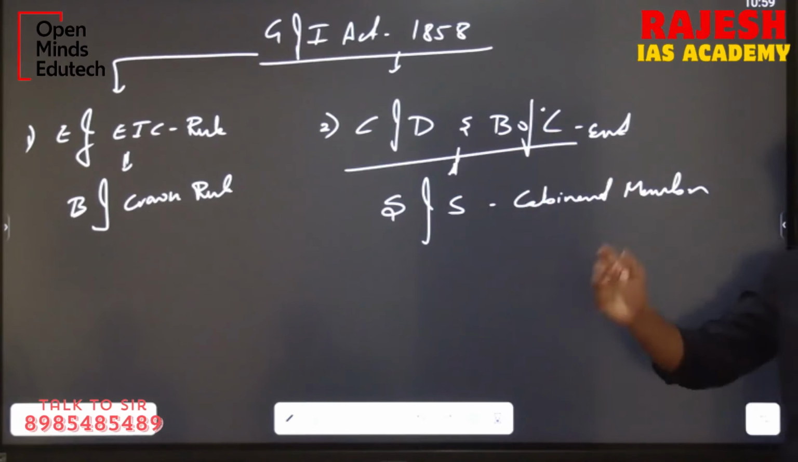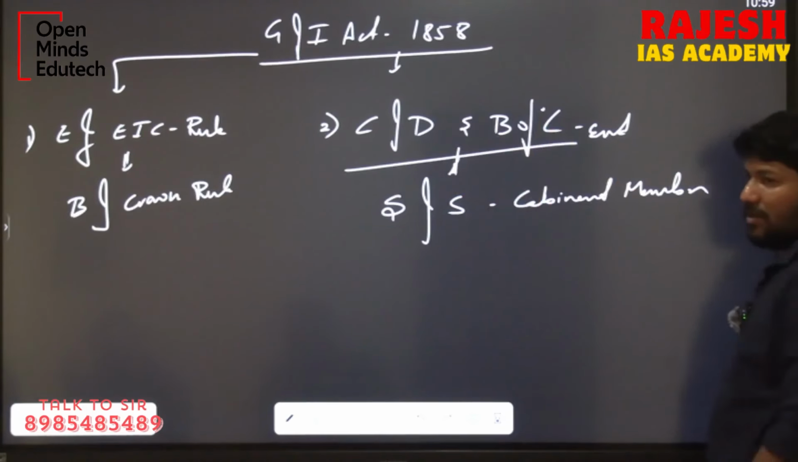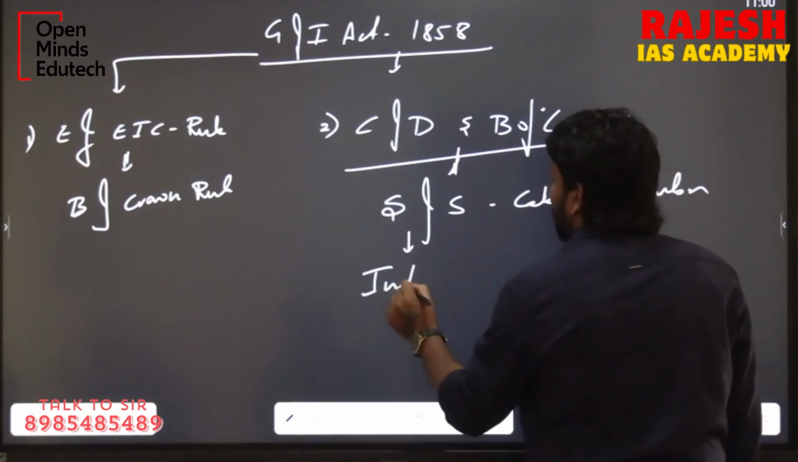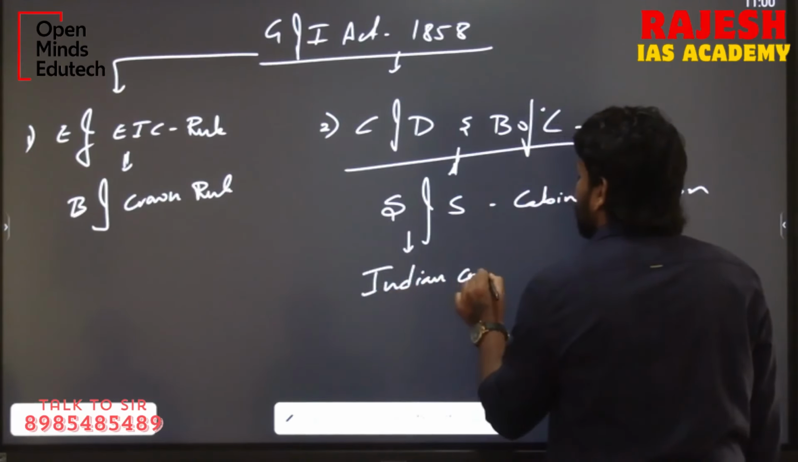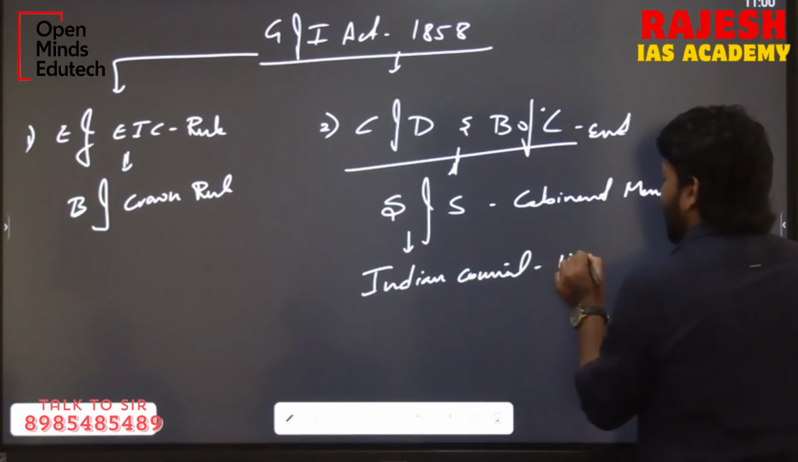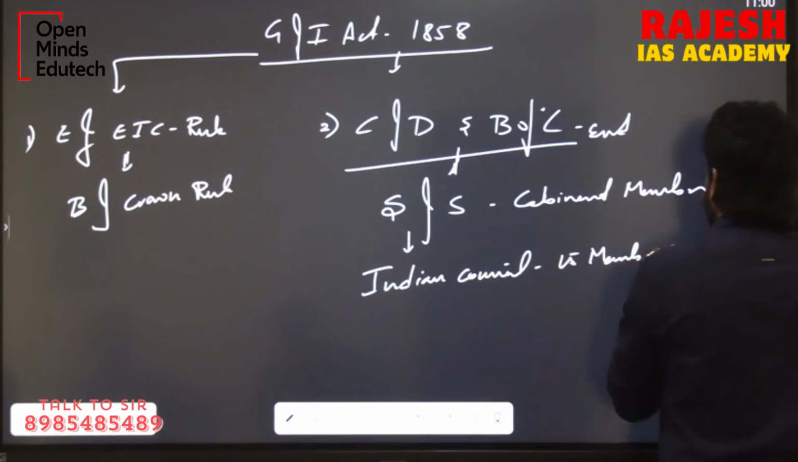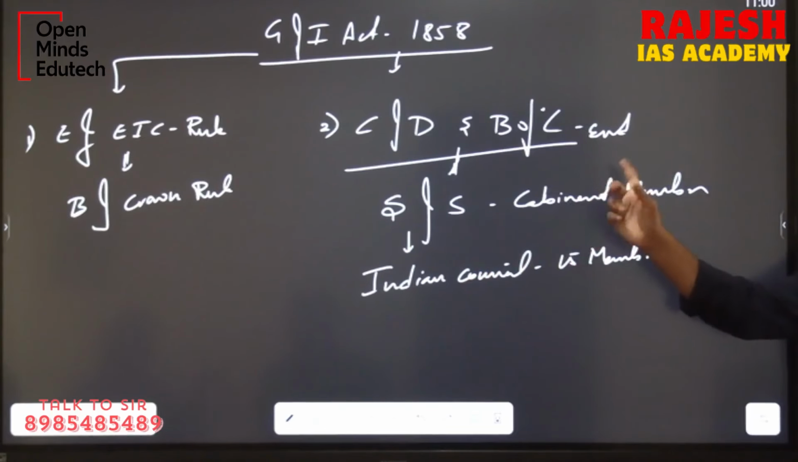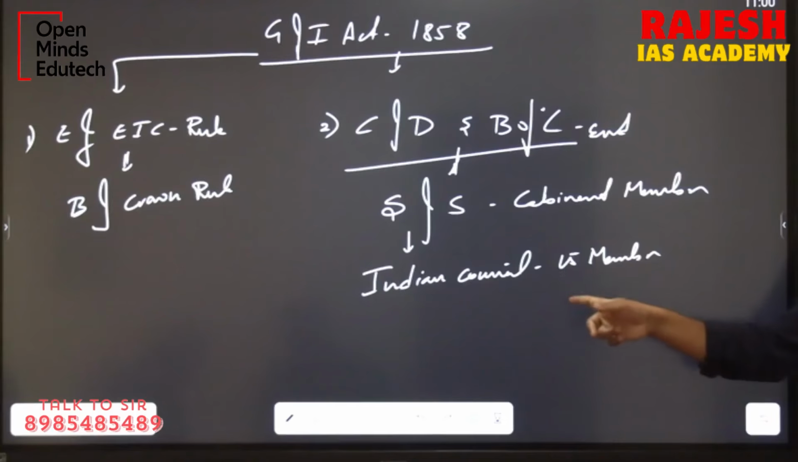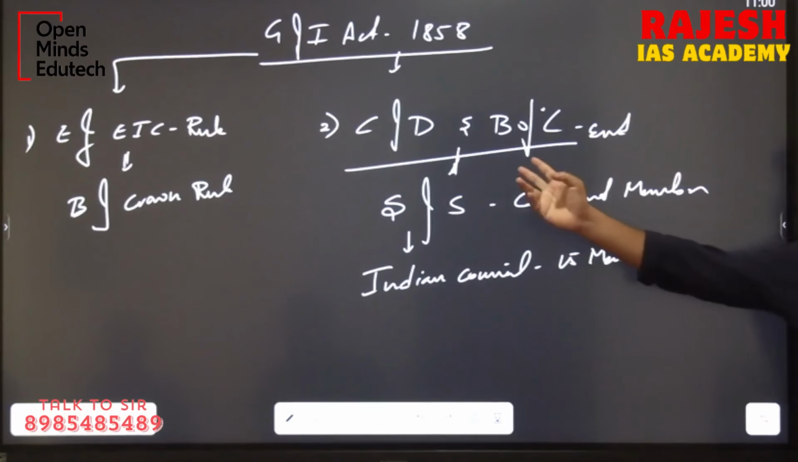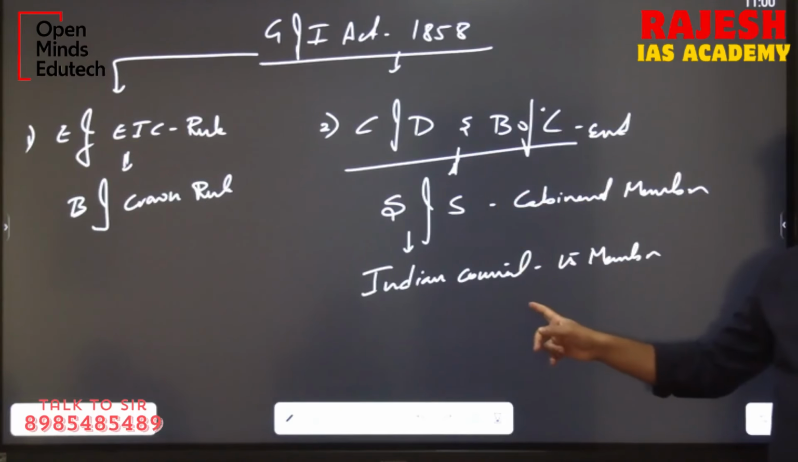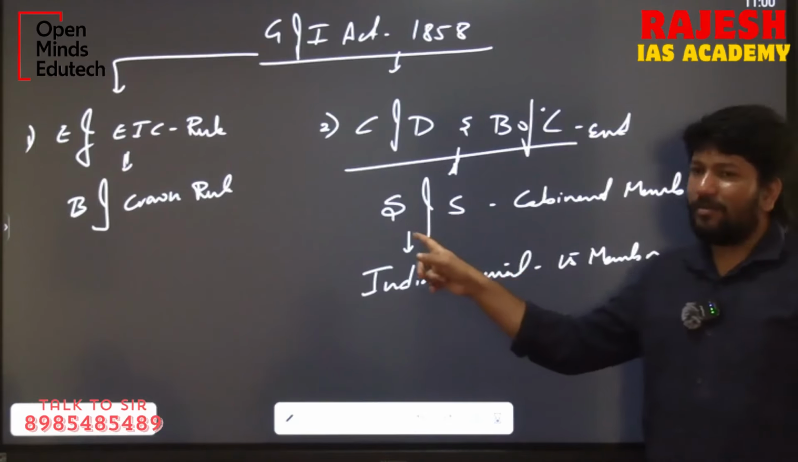In their place, who came? The Secretary of State, assisted by the Indian Council having 15 members. In simple terms, you know what they have done? Court of Directors and Board of Control, the two of them, they merged into one. What is it? The Indian Council. The dual system that existed, they merged the two into the Indian Council. Who is the head of the Indian Council?